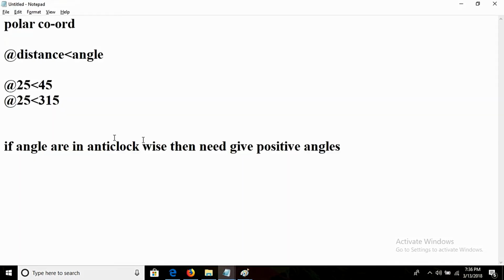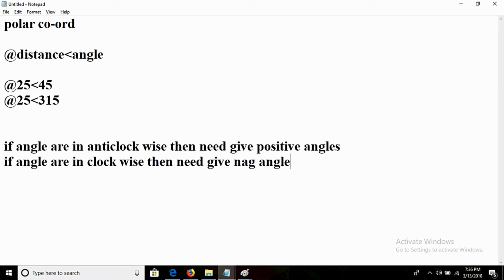So if you want to mention your angle in an anti-clockwise direction, we need to mention it like this. If you want to mention our angles in a clockwise direction, then we need to give negative angles. So if angles are in clockwise, we need to give negative angles. Now in the above example I can mention it like this: 25 at the rate of minus 45.